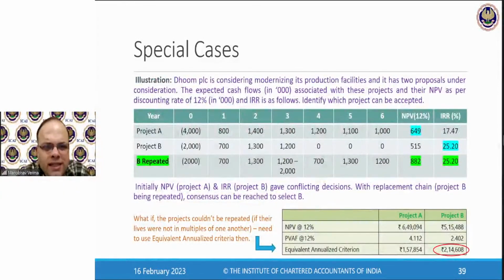So Dhoom PLC. Okay, there is a question coming in from Pranav: if the project is divisible, then a project which is not in multiple can also be chosen. Okay, Pranav, we are now discussing something other than capital rationing. We are not talking about capital rationing here. We are just talking about where the projects have unequal lives, the contradiction between NPV and IRR.